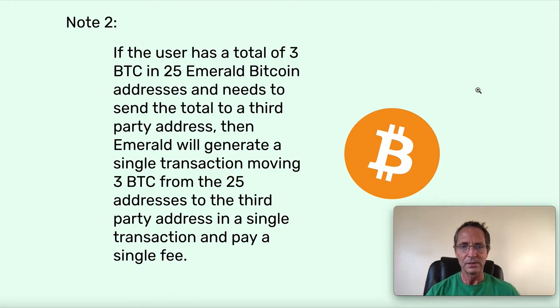Note 2. If the user has a total of 3 BTC and 25 Emerald Bitcoin addresses and needs to send the total to a third-party address, then Emerald will generate a single transaction moving 3 Bitcoins from the 25 addresses to the third-party address in a single transaction and pay a single fee. So many people think, okay, so this means that if I receive 25 times Bitcoin, I am going to have it in 25 different addresses, no? My same balance, say 3 Bitcoins. So does that mean that I have to debit each one and generate one transaction each time I want to send more or the total amount to a third party?